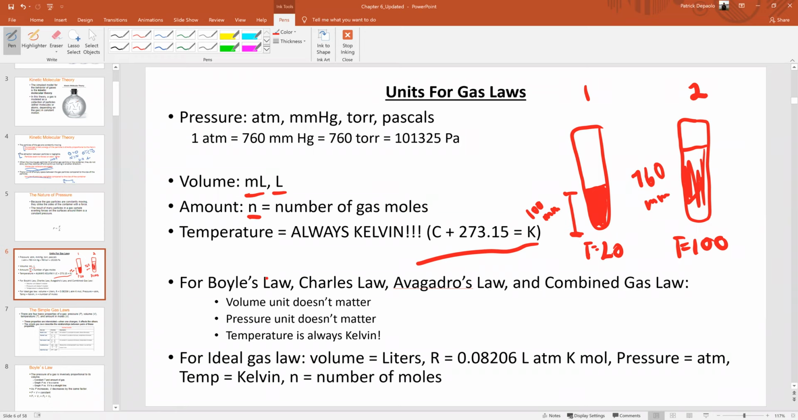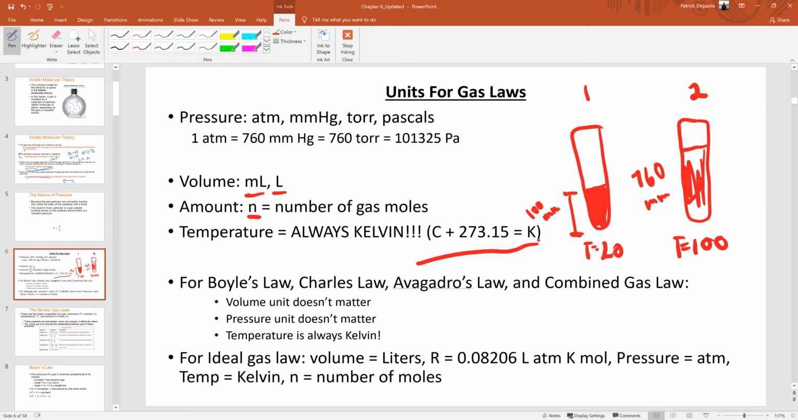Okay, then we're going to learn the first four, actually. They're all very similar: Boyle's law, Charles's law, Avogadro's law, and the combined gas law. There's actually one more that we don't cover called Gay-Lussac's law. But anyway, for these laws, the volume unit doesn't matter as long as on the left side and the right side of the equation, they're the same.